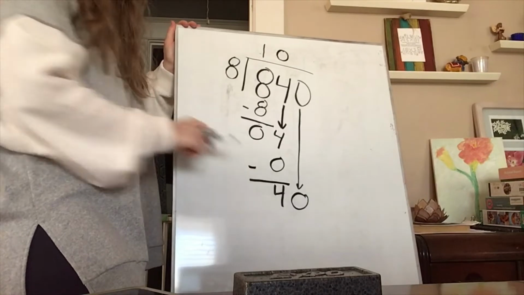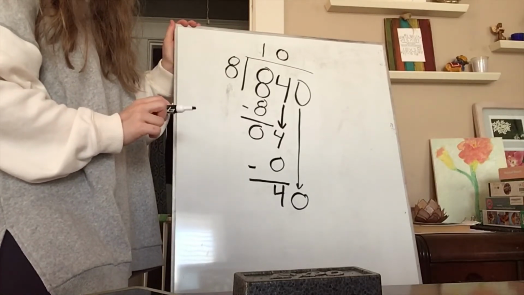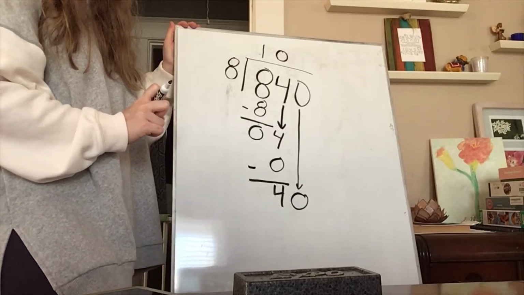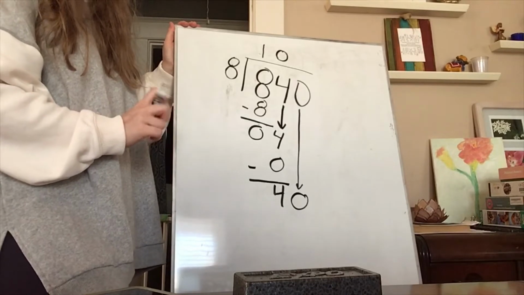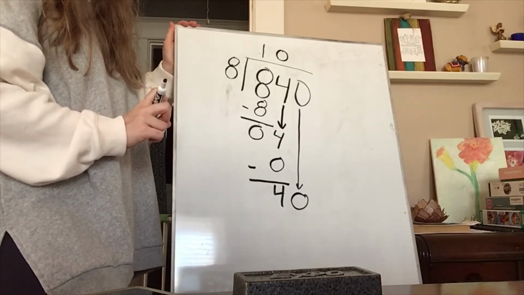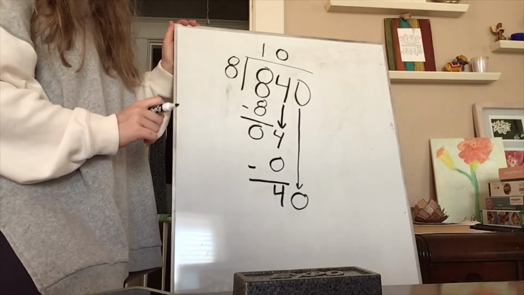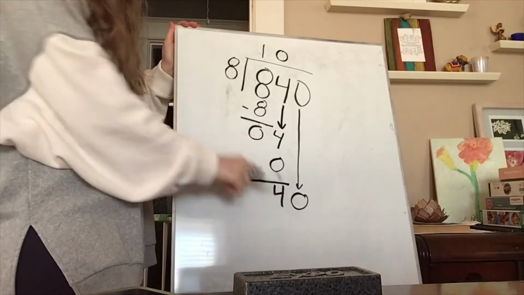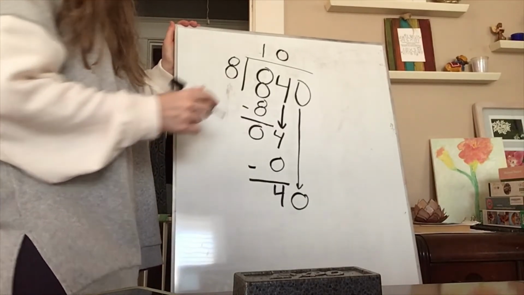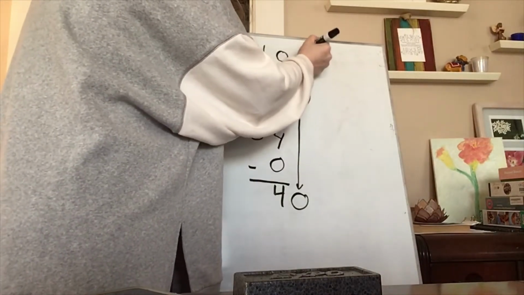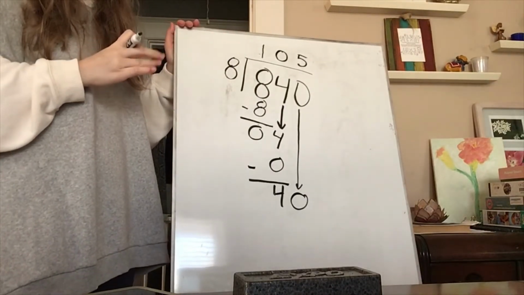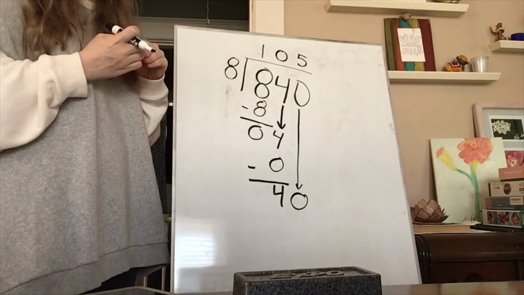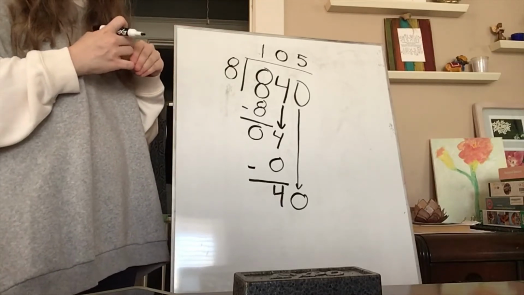Kingston, how many times does 8 go into 40? Aaron, can you help him out? 5 times. So Kingston, how many times does 8 go into 40? 5 times. We write that right above the digit we just brought down. Okay, thank you. And what do we do next? Come on, guys, we've done this for a really long time, so everybody should be able to tell us what we do next.